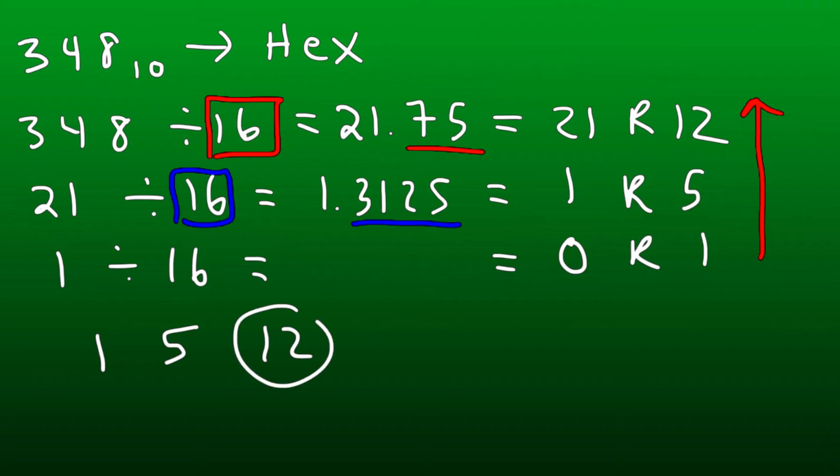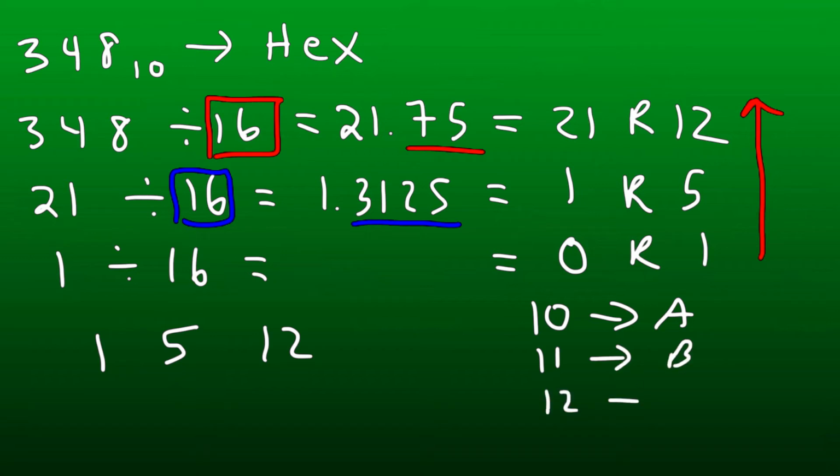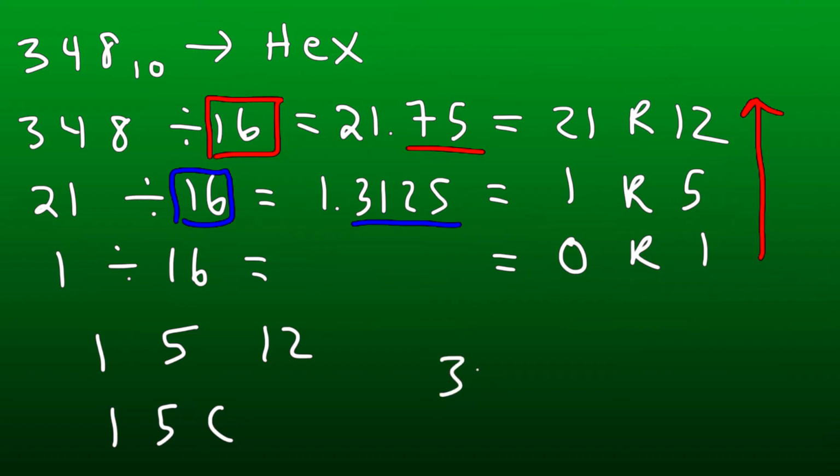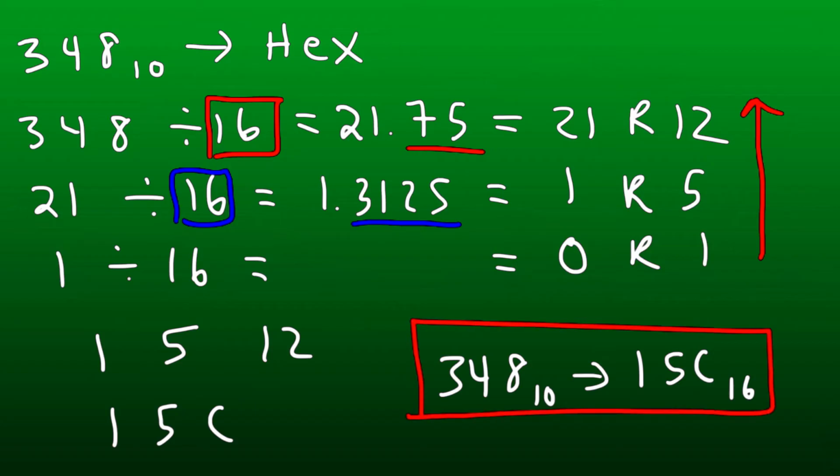Now 12, because it's larger than 9, we need to convert it to a letter. So remember, 10 corresponds to A, 11 corresponds to B, and 12 corresponds to C. So it's 1, 5, C. So therefore, we could say 348 in the base 10 system is 15C in the base 16 system. And so that's how we can convert a decimal number into a hexadecimal number using successive division.